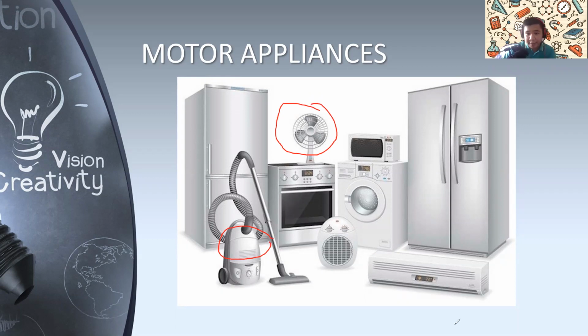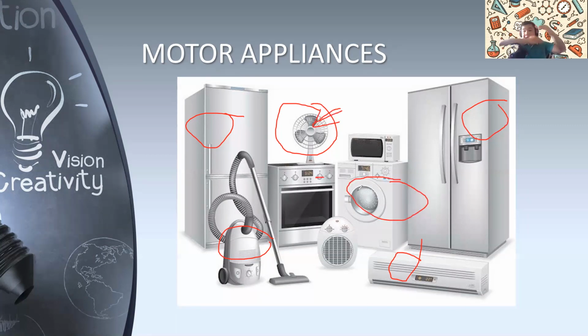We also need it for the air cons. The air cons need this part, the fan, to move around, then they make cold air. We also need the motor appliances in our washing machines. If you put your clothes there, you will notice that the clothes will move. That is because there is a motor in the washing machine that will make the hollow area move around, which will then help wash our clothes.